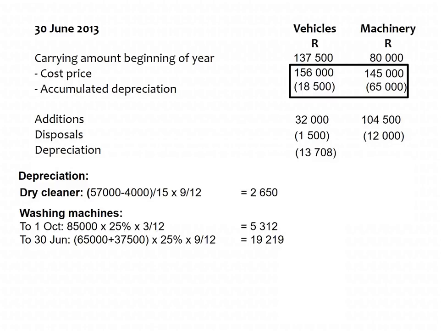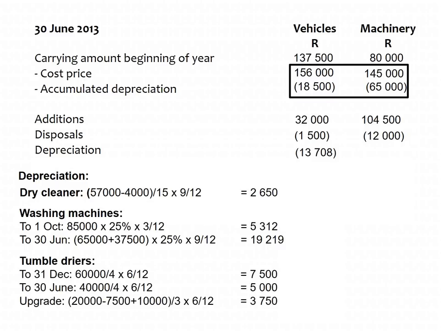Then we have depreciation of 65,000, which is the 85,000 less the cost of the 2 washing machines that we gave away, the 20,000, gives us the 65,000, plus the additional 3 washing machines we acquired, which amounts to 37,500, times a depreciation rate of 25%, also for 9 months from the 1st of October 2012. This amounts to 19,219.